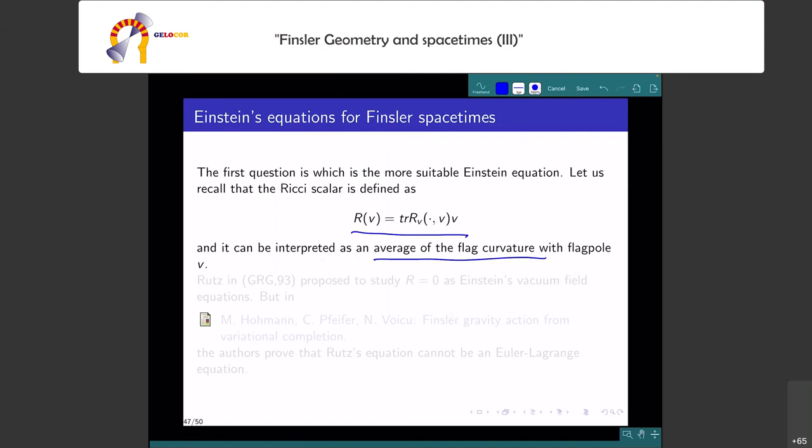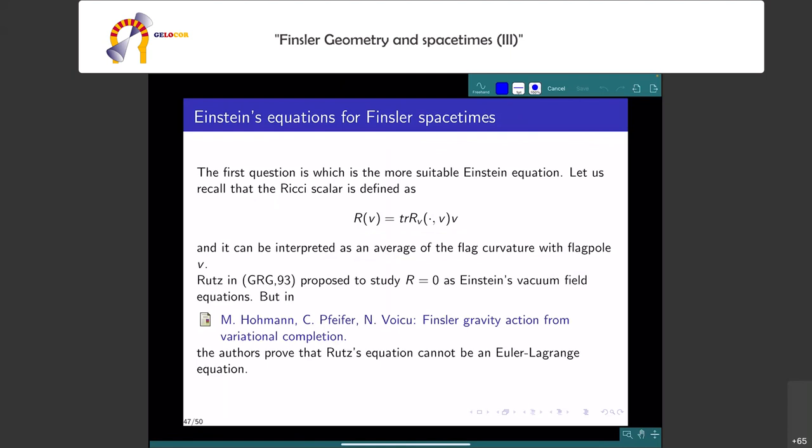Well, a first approach to the Einstein equations was given by Rund in 1993. He proposed to study R equals zero, the Ricci scalar equal to zero, as Einstein's vacuum field equation, because this is related with the deviation of geodesics and so on. But in this paper here, which is very interesting, by Hohmann, Pfeifer, and Voicu, they proved that Rund's equation cannot be the Euler-Lagrange equation of a Lagrangian. Okay. So how to consider a Lagrangian in order to obtain Einstein equations?